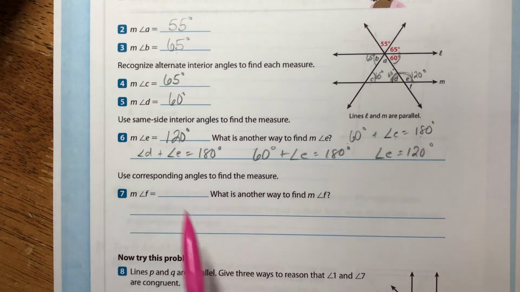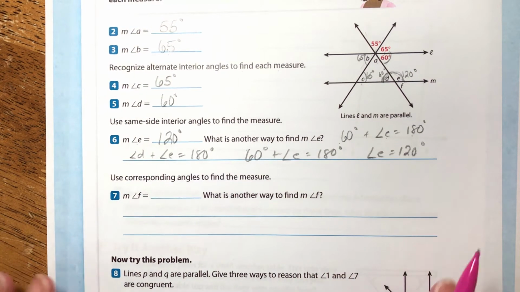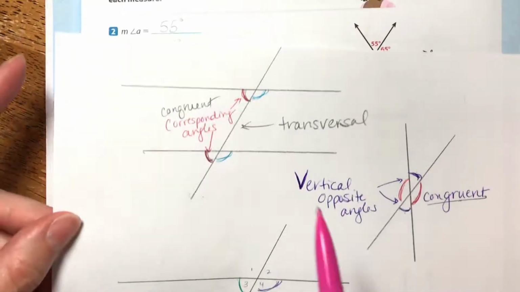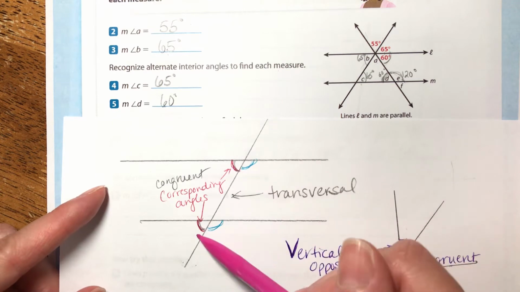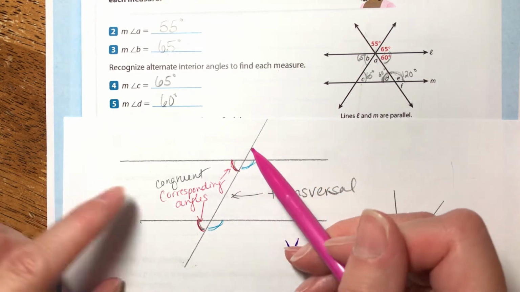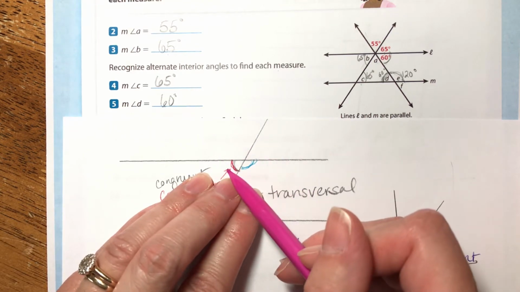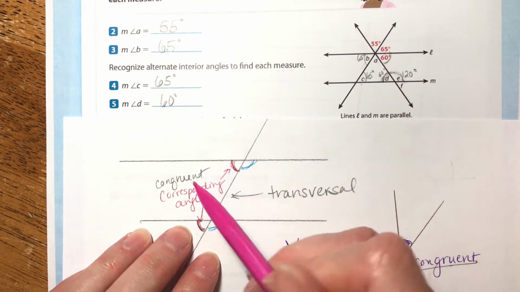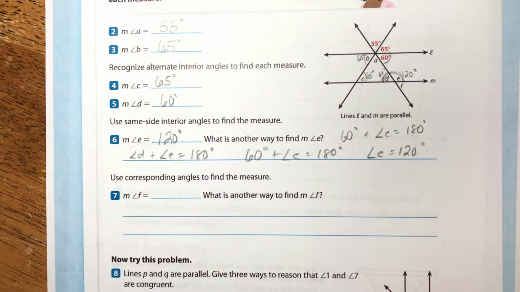More vocab. Use corresponding angles to find the measure. Corresponding angles. Let's go back to the top of our notes. Corresponding angles are the same location at the intersection, remember? So at this intersection where the two lines cross, bottom left. If I come down here where they cross, bottom left. What do I know about them? Boom, congruent.